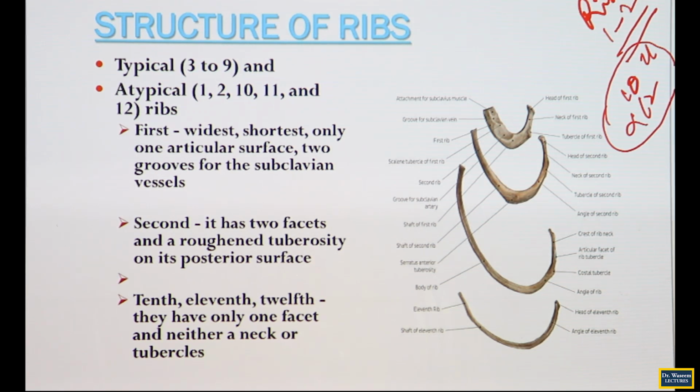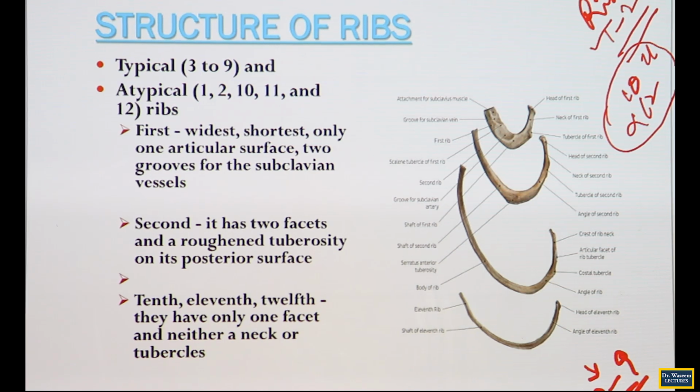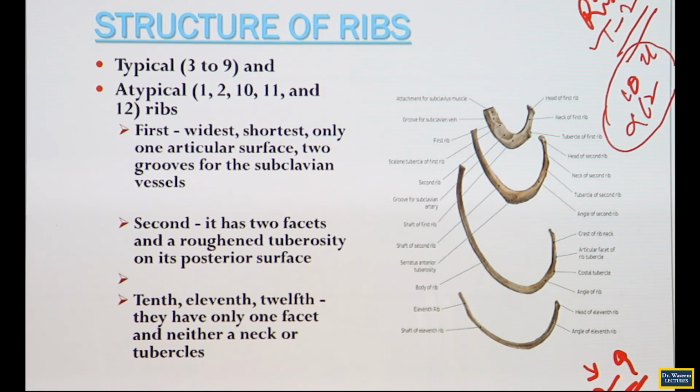So if you look at this here, from the 3rd rib up to the 9th they are called the typical ribs. So typical ribs are 3 to 9. If you study only one of these ribs, the rib structure is understood. Now if you are looking at this first rib, this is the widest and the shortest of all the ribs. See this here, different from all the ribs.